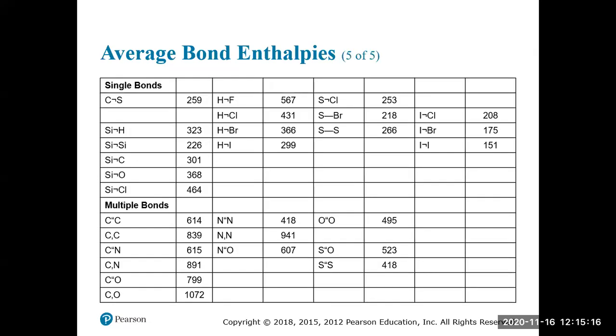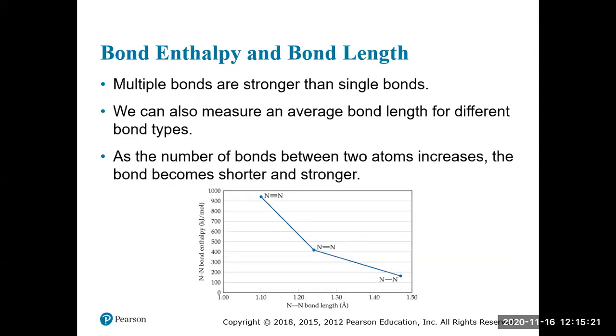So here are just some common bond enthalpy values. But what I really want to get to is this part here. And we saw some of this in the lab. Multiple bonds are stronger than single bonds. So triple and double bonds are stronger than a single bond. We can also look at what the bond lengths are for these types of bonds. And in general, as the number of bonds between 2 atoms increases, the bonds become stronger and shorter.